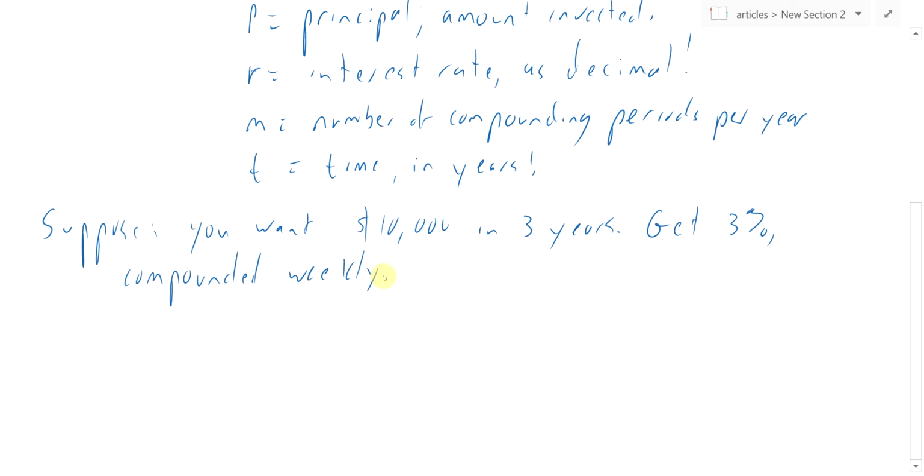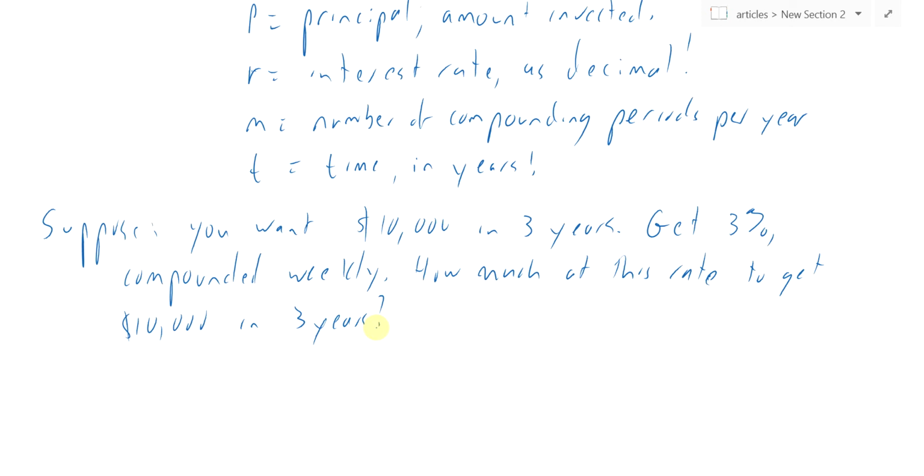So how much would you have to give them at this rate to get $10,000 in 3 years, right? How much do you have to give them now so that in 3 years your money will become $10,000? So what does compounded weekly mean? That means at the end of every week they calculate how much interest you get and they add it on top of how much money you have.